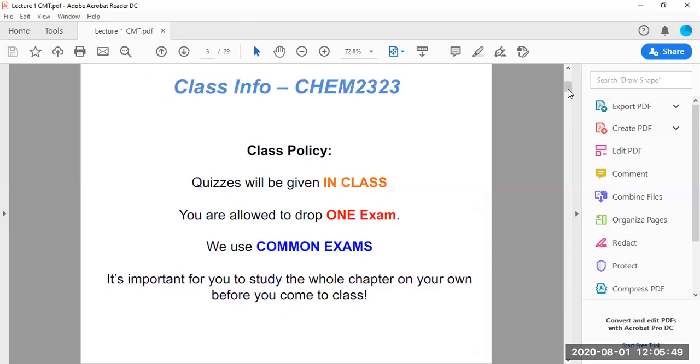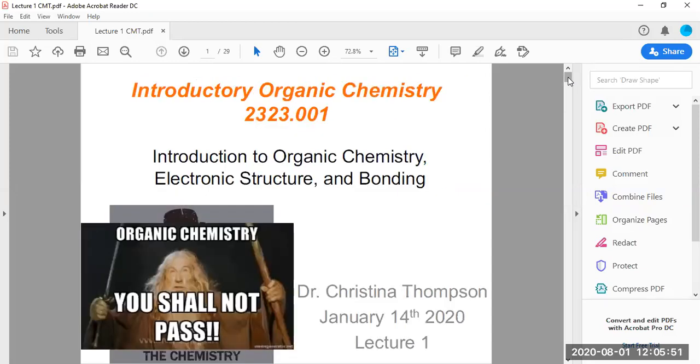So first, organic chemistry. Basically what organic chemistry is, it's studying a bunch of compounds that are made with carbon. So basically any compound that you study will have a carbon, or it'll have something to do with carbon.